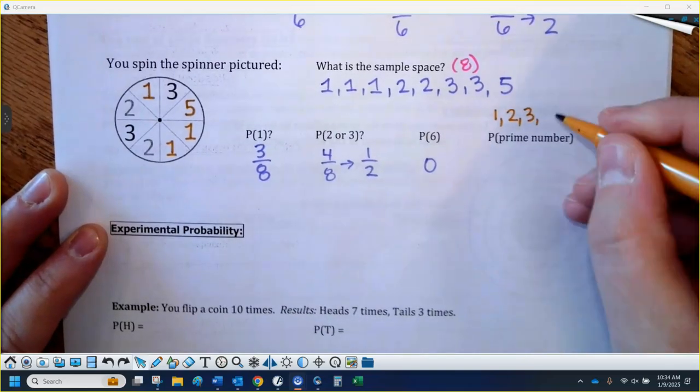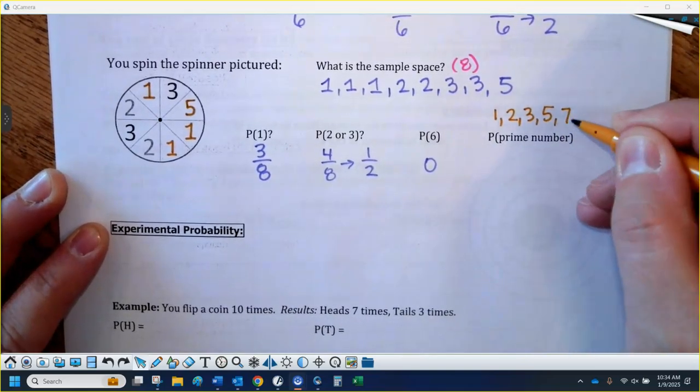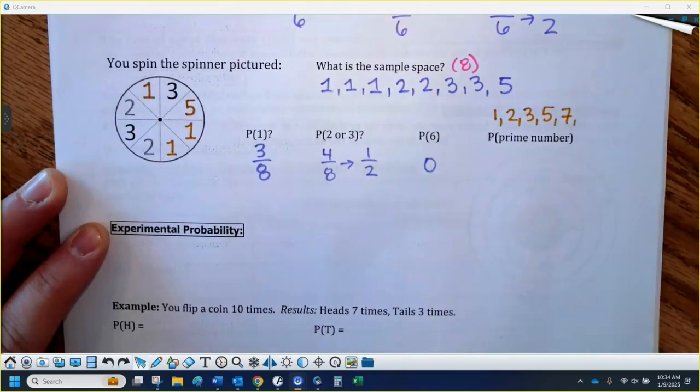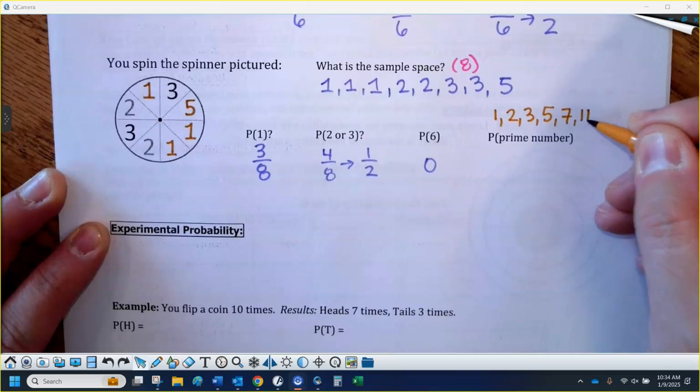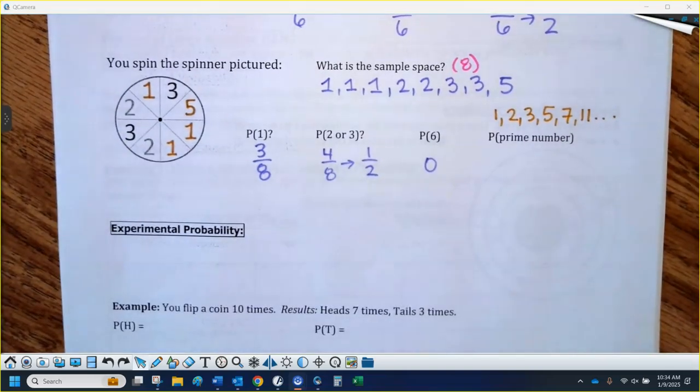3 is a prime number. 5 is a prime number. 7 is a prime number. 9 is not, because 3 times 3 is 9. So the next one would be 11, and on. Prime number just means that its only factors are 1 and itself.